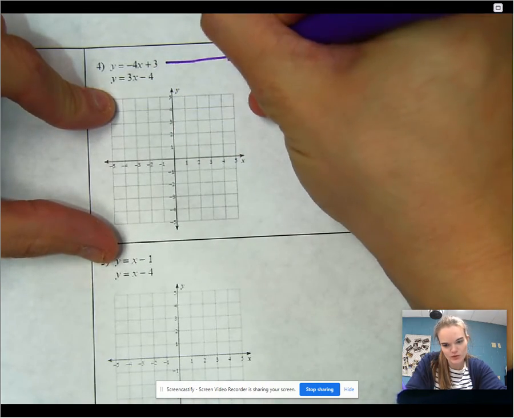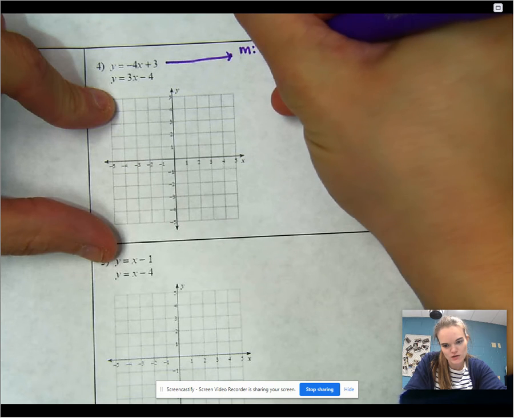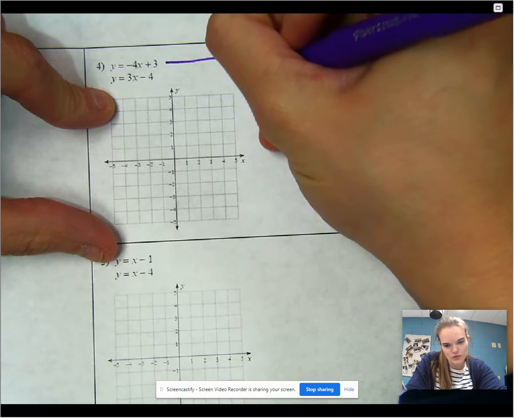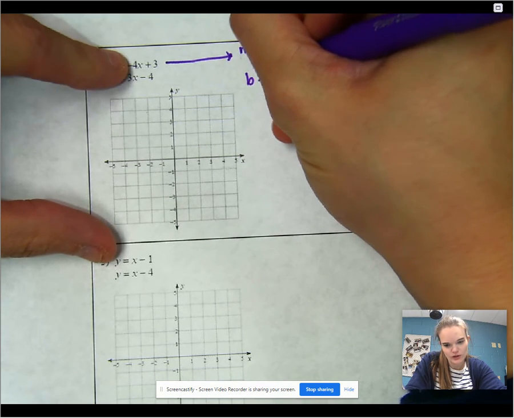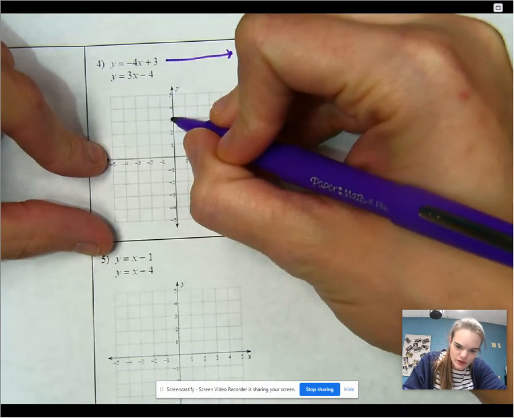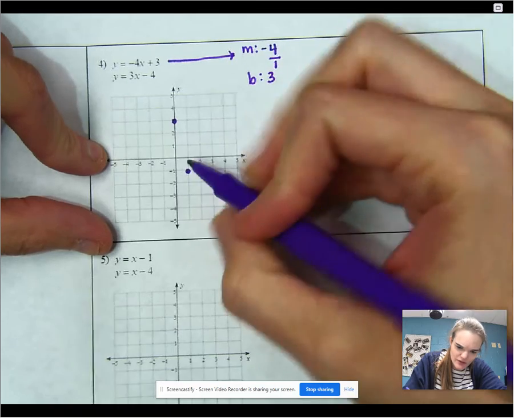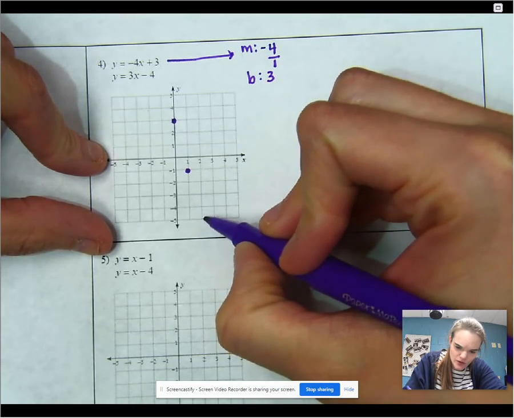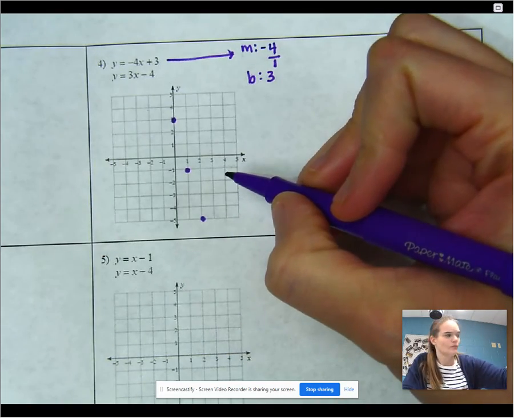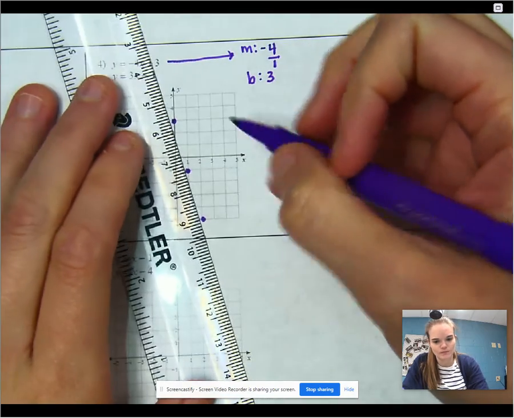Number 4, the slope is -4, so over 1. The y-intercept is 3. So 3, then I'm going to go down 4, over 1. And I'm going to do it again if I can. Yes, 1, 2, 3, 4, over 1. I'm going to connect them.